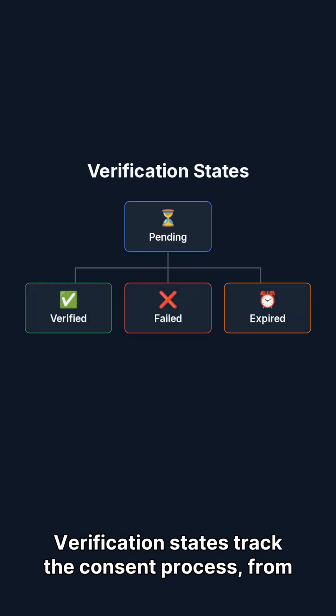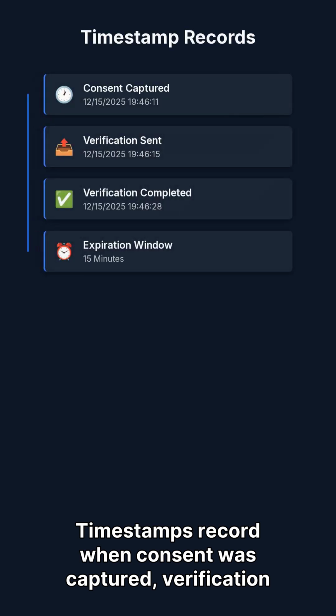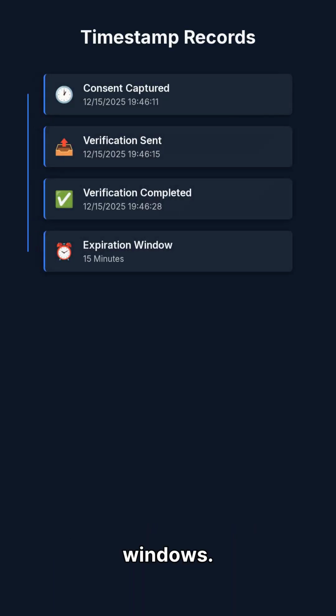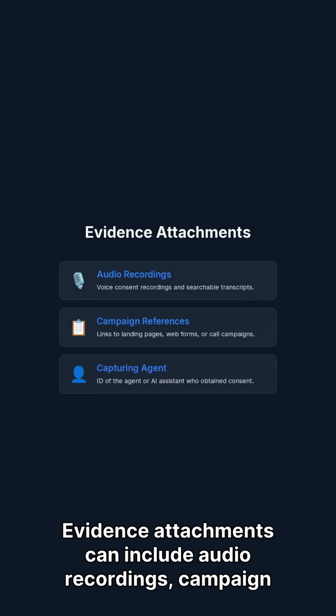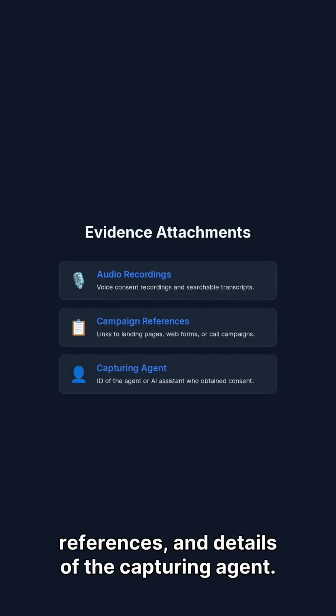Verification states track the consent process from pending to verified, failed, or expired. Timestamps record when consent was captured, verification sent and completed, along with any expiration windows. Evidence attachments can include audio recordings, campaign references, and details of the capturing agent.